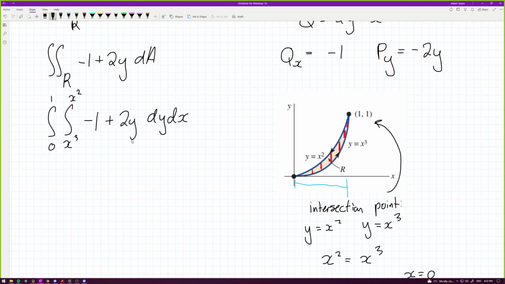Okay, and so now from here we know x goes from 0 to 1. We just start integrating. There's a few ways you can do this, but you just go for it.